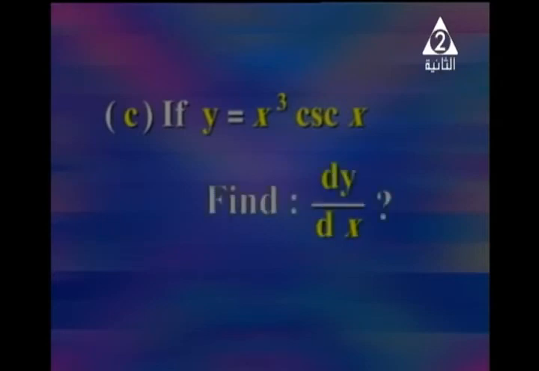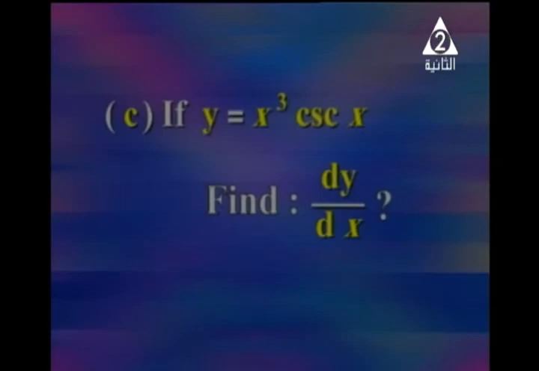Look at when we find differentiation of the function y equals x power 3 cosec x. What is dy over dx? Remember, we have a product of two functions. Dear student, if we have two functions multiplied, f of x, g of x, what is the rule? We find f of x times differentiation of g of x plus g of x times differentiation of f of x. In this example, we find derivative first, derivative second, plus second, derivative first.